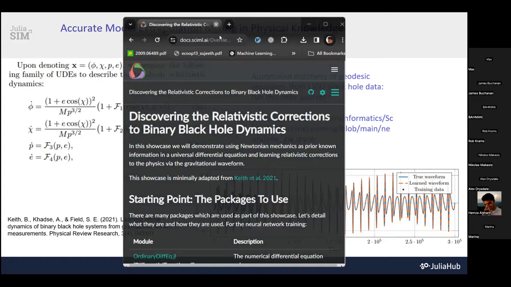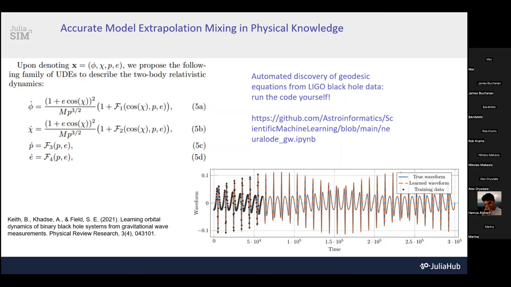But what they did with their study was say that scientific machine learning is about learning the extensions to the physics that we know. So what if we said, we know how binary black hole systems work, right? You have two black holes rotating around each other. For this binary black hole system, if we assume Newtonian mechanics in a rotating frame, these are the equations that are written down. And then there are some corrections to it. There have to be corrections because black hole systems are not defined by Newtonian mechanics. They need the relativistic corrections, right?